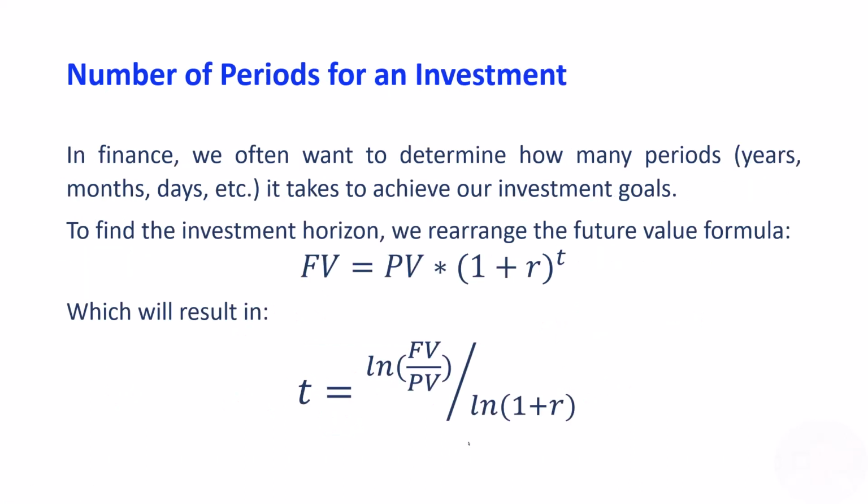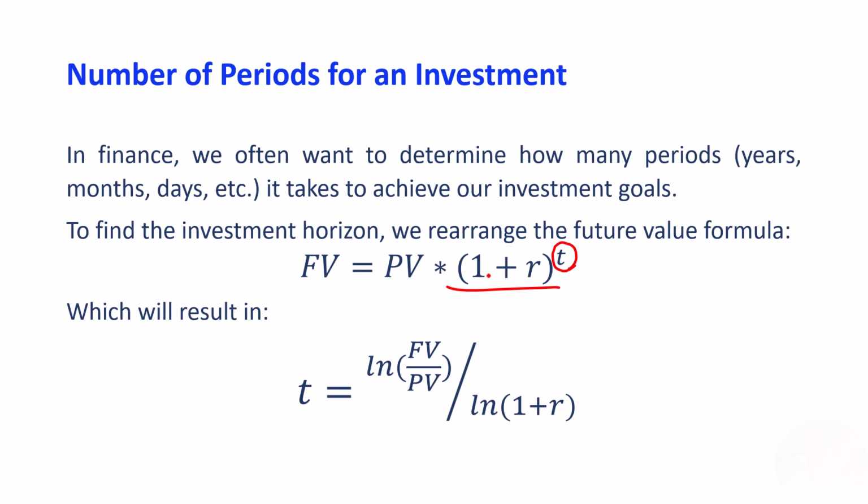The next one is when you want to calculate the number of periods. In other words, you know your rate and you know how much you have to invest and you know how much you want to get at the end of your investment horizon. You want to know how long it takes to achieve this financial goal. To find that, we go back to our future value formula and rearrange it. This time we solve for T, or the number of periods. So T is the natural log of the ratio of future value over present value divided by the natural log of 1 plus the interest rate.